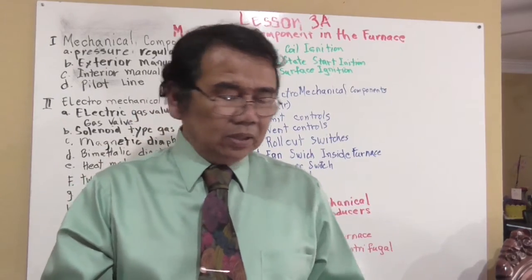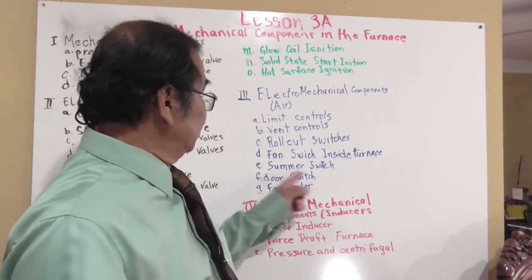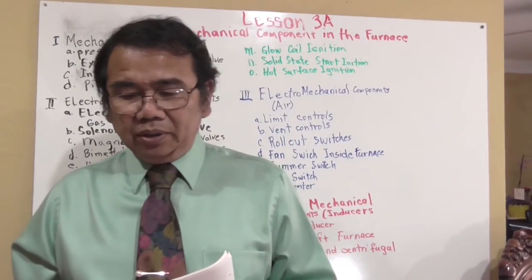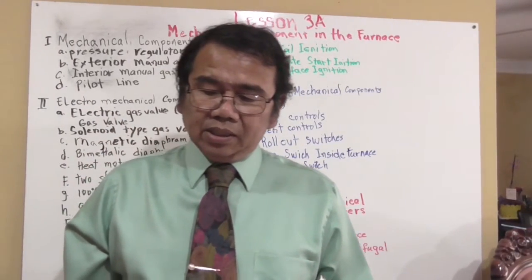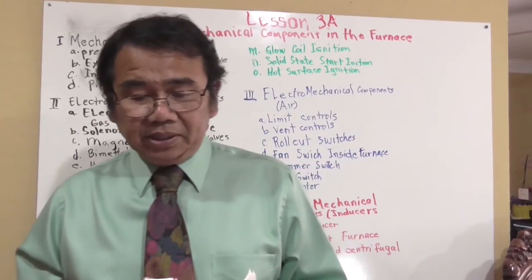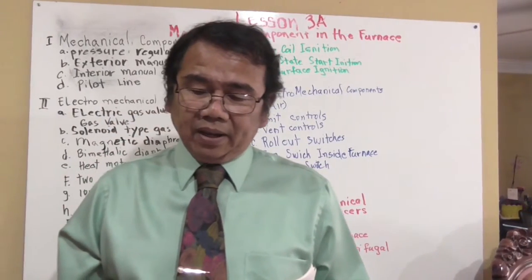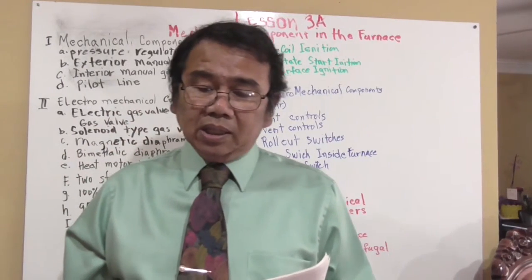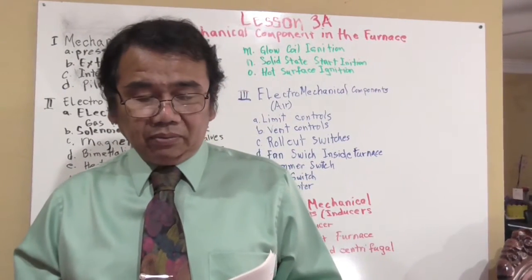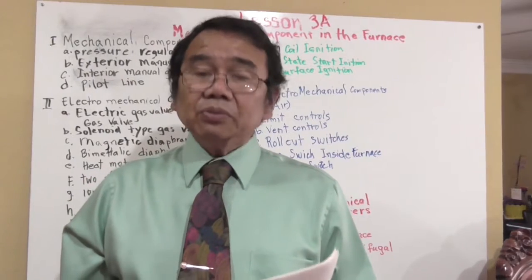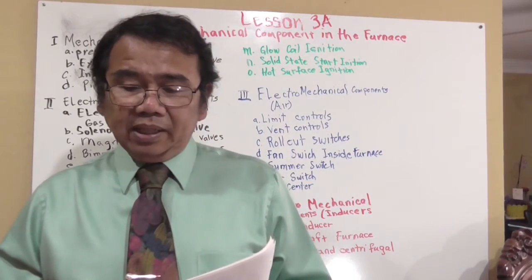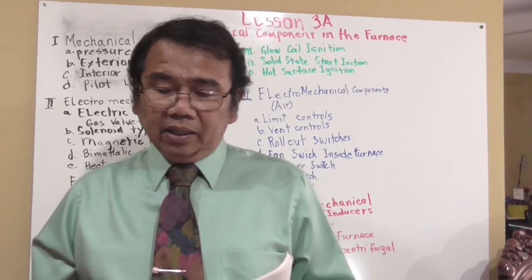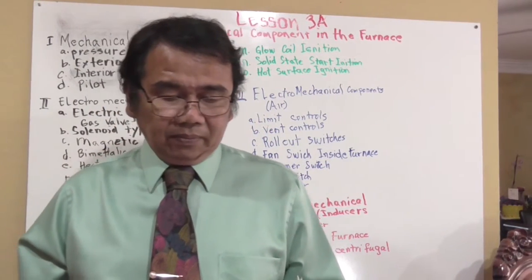And then we have the next one, the summer switch. You've got the summer switch right here. On some older furnaces, there is a switch installed in the furnace that will bypass the fan control, causing the fan to run continuously until the switch is shut off. The summer switch is used to circulate air in the house without operating the heating or the air conditioning.